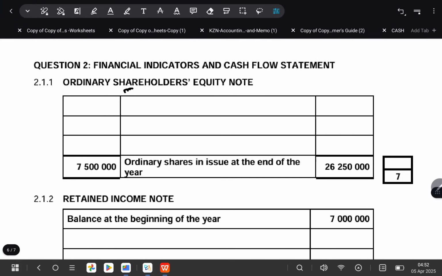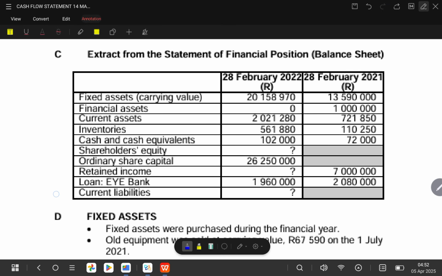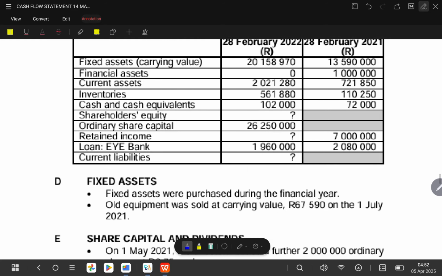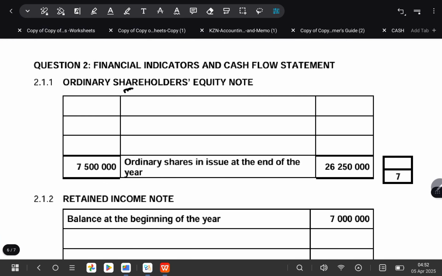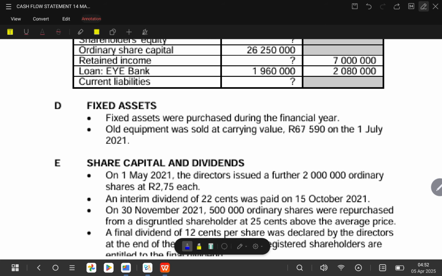According to here, they didn't give us our opening balances, and even if you go to your balance sheet and check, you will see that for ordinary share capital you only have the closing balance. So my suspicion is that when you do this question, you'll be expected to work bottom up, so that should not be a problem. So let's start. Here they're saying that on the 1st of May 2021, the directors issued a further 2 million ordinary shares at 2 rand 75 each.